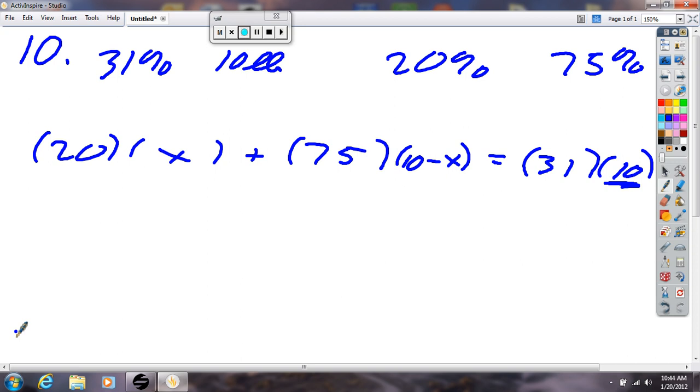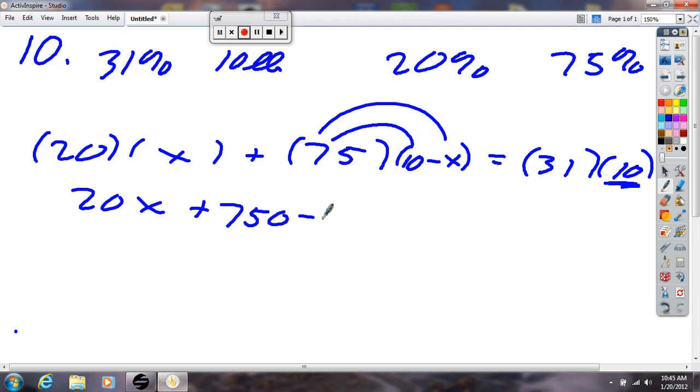And now I'm going to do this problem. I'm not going to do most of them, but we'll see. 10 times X, 20 times X, plus 75 times 10 is 750. 75 times X is negative 75X equals 31 with a 0 times 10.